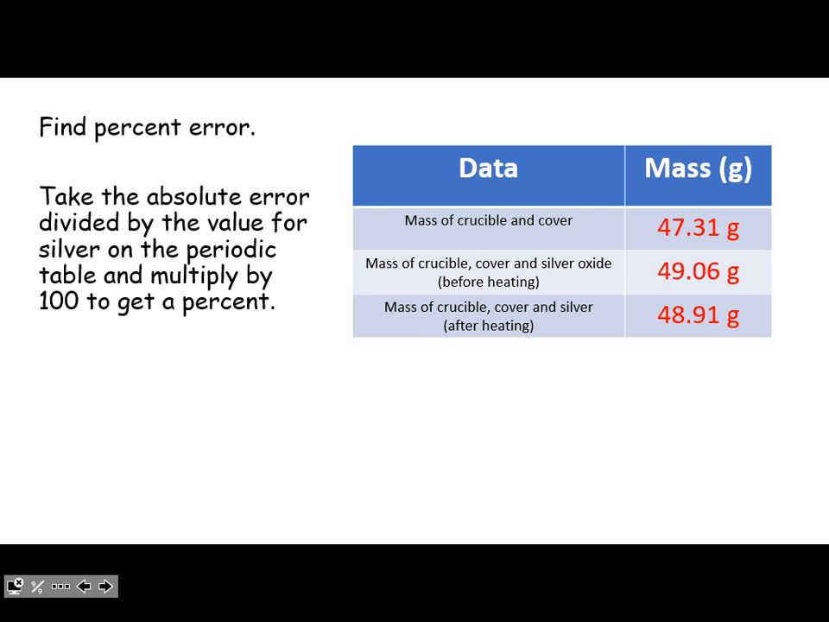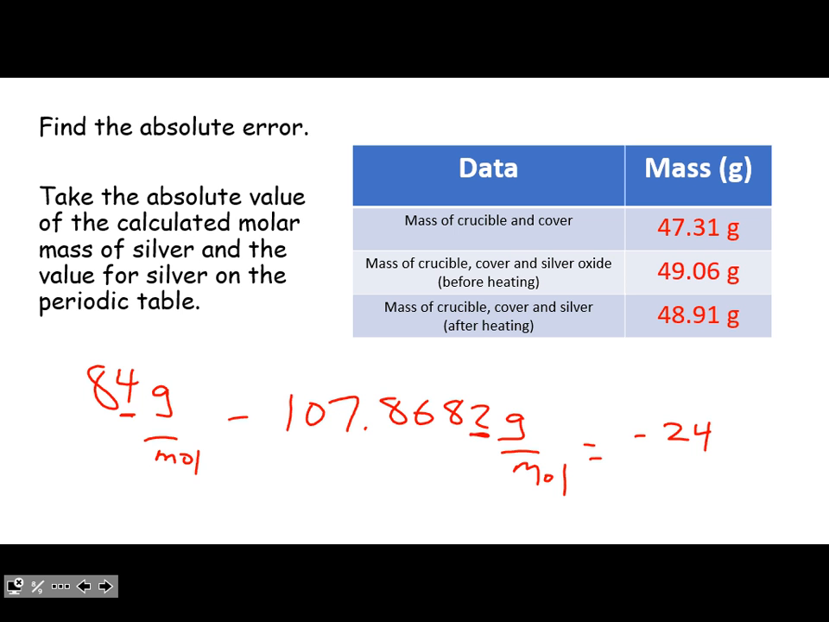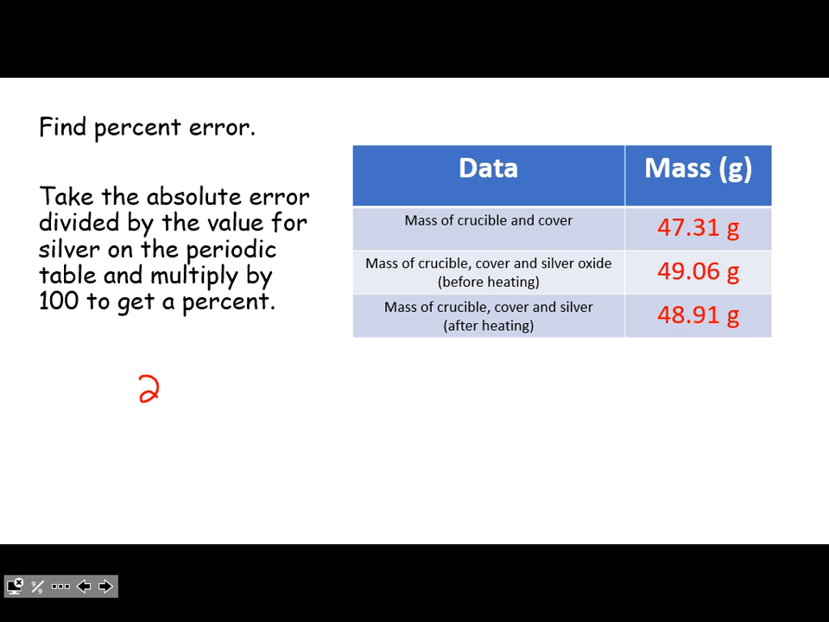Here's the next one, the percent error. So I'm going to take the 24, divide it by 107.8682, multiply by 100. My percent error is going to be 22% error.